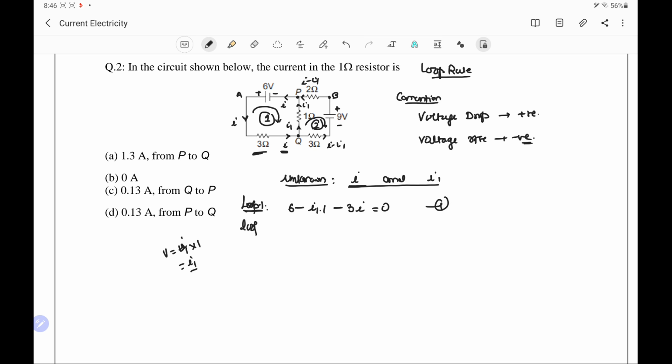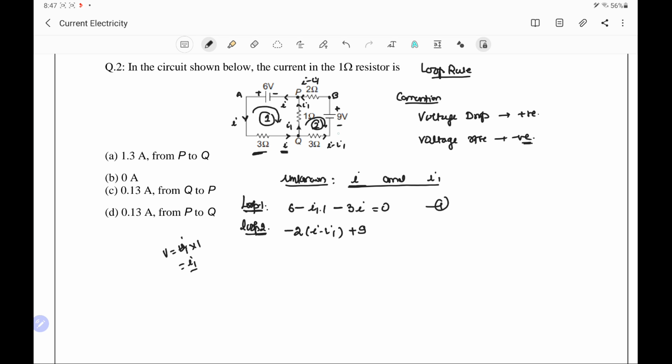Similarly, we write for loop number 2, starting from P to B to Q and back to P. From P we move towards the 2 ohm resistor, and the current is I minus I1, which is in the opposite direction of the traversal, so it will be a negative drop. So we take it as minus 2(I minus I1). Then we encounter a battery or cell of 9 volts, and there is a voltage drop, and the voltage drop will be taken positive, so it is plus 9.